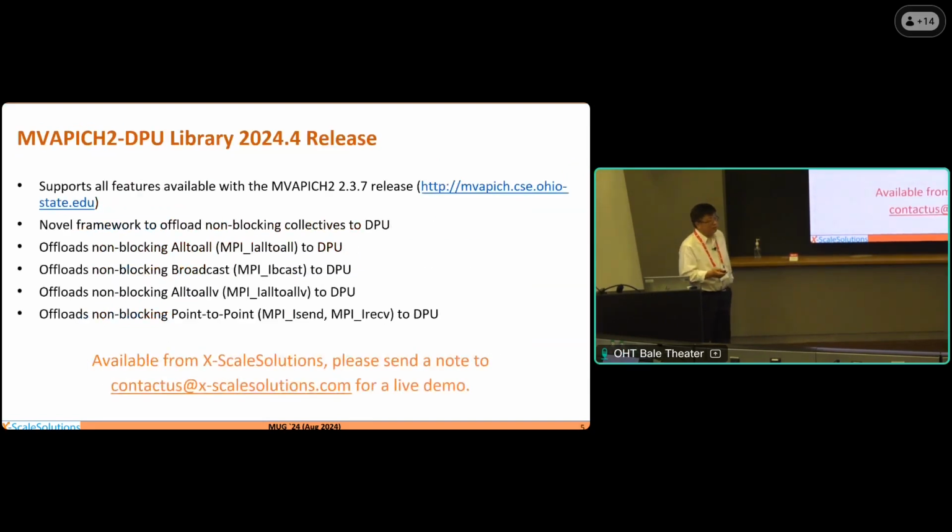So I'll start with the MVAPICH2 DPU package. Overall, this package does offloading of some of the communication-related functions into the DPU unit, the NVIDIA one. The design is general enough that we could potentially migrate it and support other DPUs as well as the IPU from Intel, things like that.